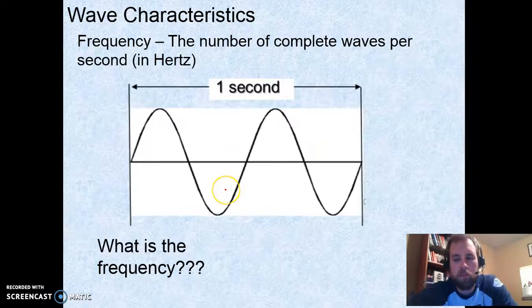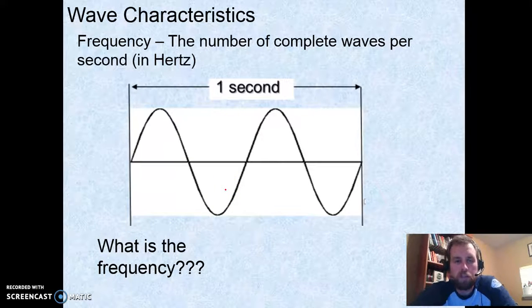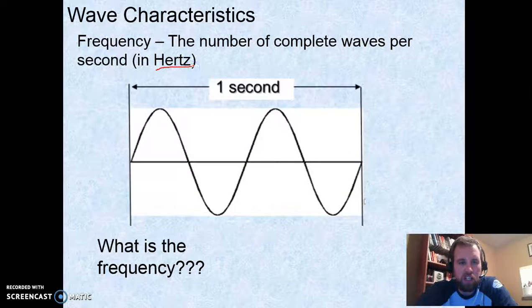Okay, next vocab word deals with wave characteristics. The vocab word is frequency. The word frequency means the number of complete waves per second, and we measure it in a unit called Hertz, H-E-R-T-Z, named after a scientist. So frequency is basically how often, or how frequent, the waves occur. In this scenario, it asks what is the frequency. Again, the definition is the number of complete waves per second. So how many complete waves?